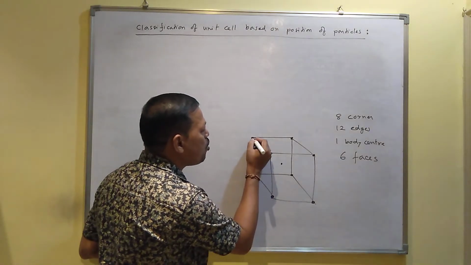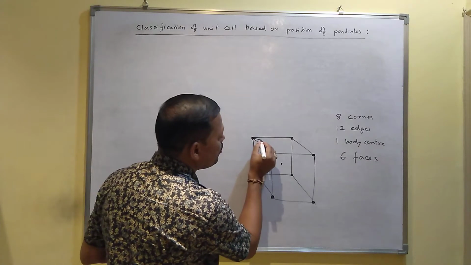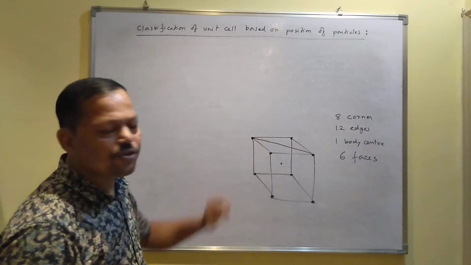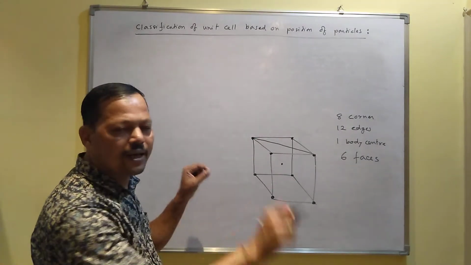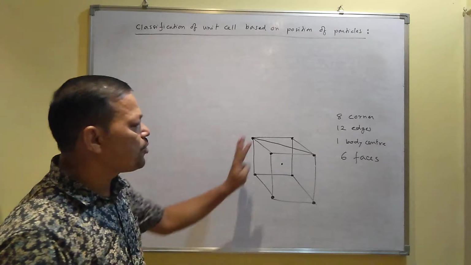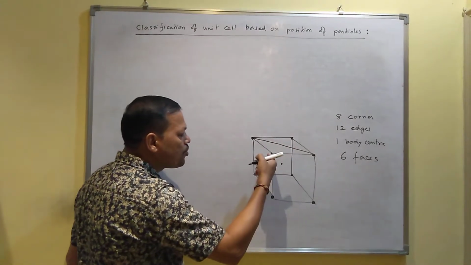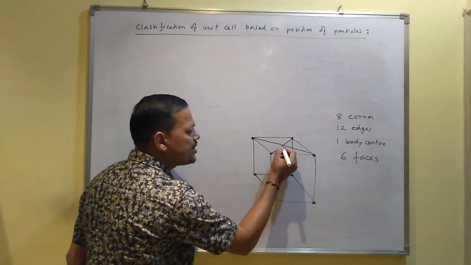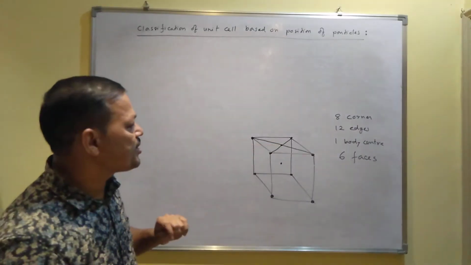Suppose this is one corner, and this is another corner. If you draw a line from one corner to another corner through the face, that is called a face diagonal, because you have drawn the line through the face. That's why it is called face diagonal. Similarly, from this corner to this corner you can draw one diagonal which is said to be a face diagonal, and this is said to be the face center, I mean the center of the face.